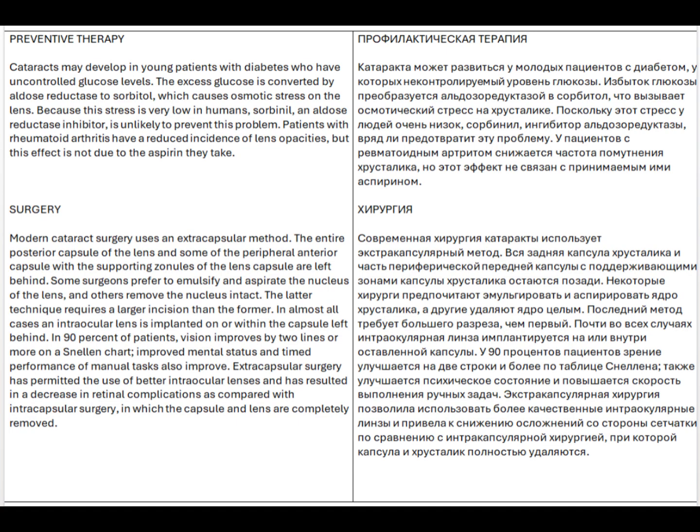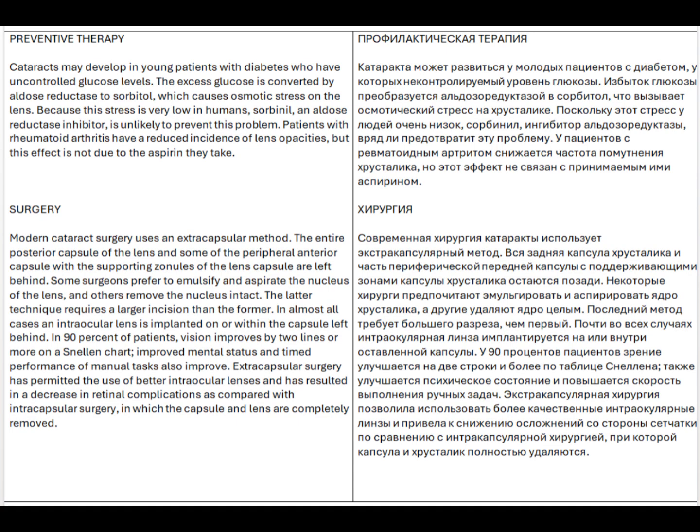they take. Surgery. Modern cataract surgery uses an extracapsular method. The entire posterior capsule of the lens, and some of the peripheral anterior capsule, with the supporting zonules of the lens capsule are left behind. Some surgeons prefer to emulsify and aspirate the nucleus of the lens, and others remove the nucleus intact. The latter technique requires a larger incision than the former. In almost all cases an intraocular lens is implanted on or within the capsule left behind.